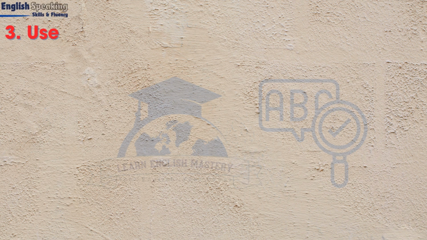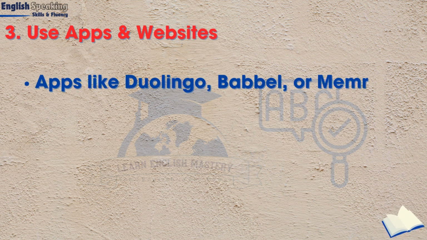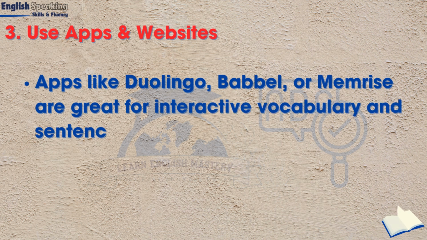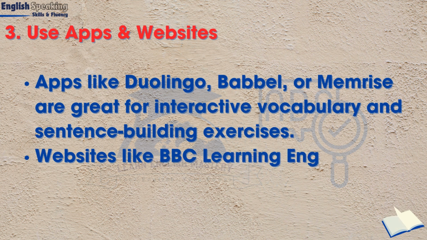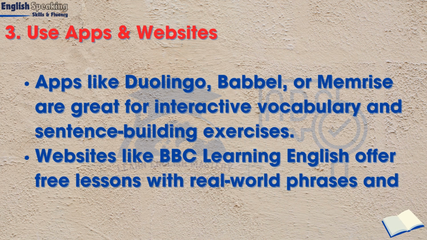3. Use apps and websites. Apps like Duolingo, Babbel, or Memrise are great for interactive vocabulary and sentence-building exercises. Websites like BBC Learning English offer free lessons with real-world phrases and scenarios.